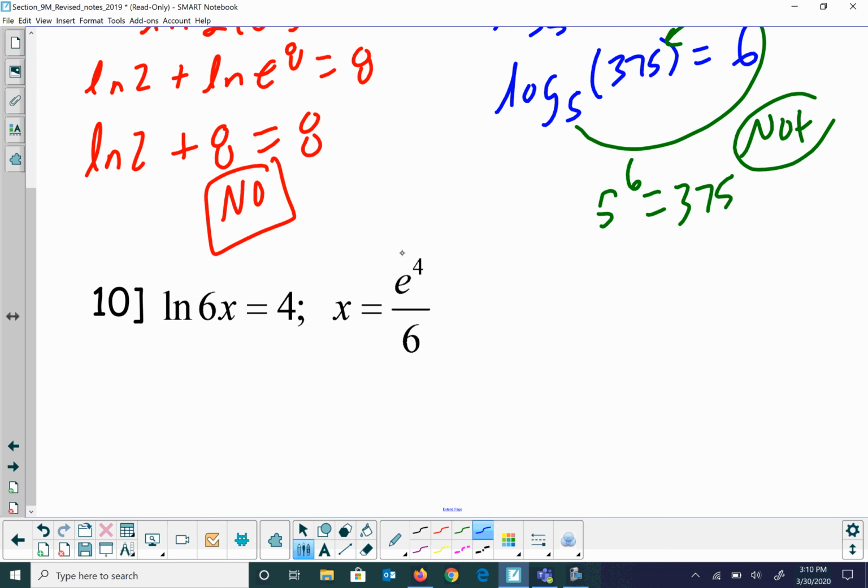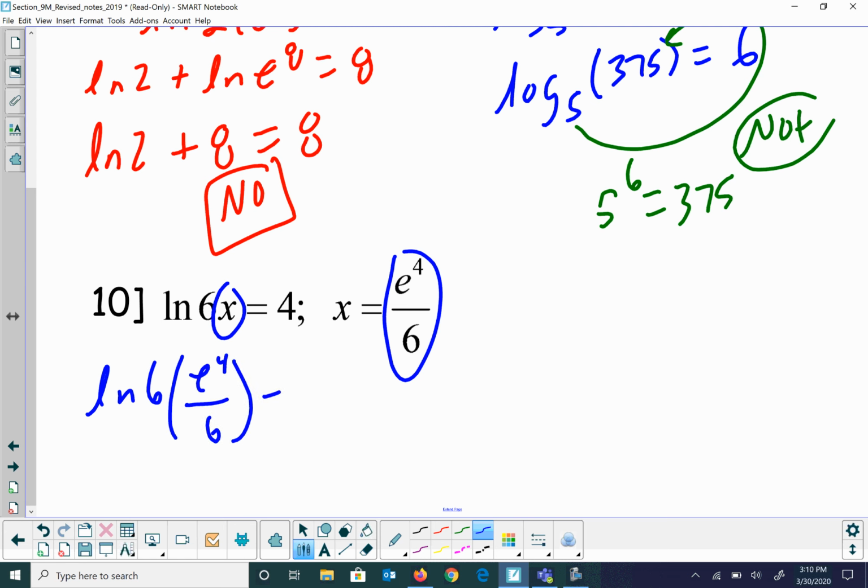All right, for this problem, I'm going to take this, I want to plug it in for x. So I get natural log of 6, and then e to the 4th over 6. We want to know if that's equal to 4. Well, the nice thing is that 6 and that 6 cancel, so I get natural log e to the 4. Well, natural log and e cancel each other out, so I wind up getting 4 equals 4, so that definitely checks.